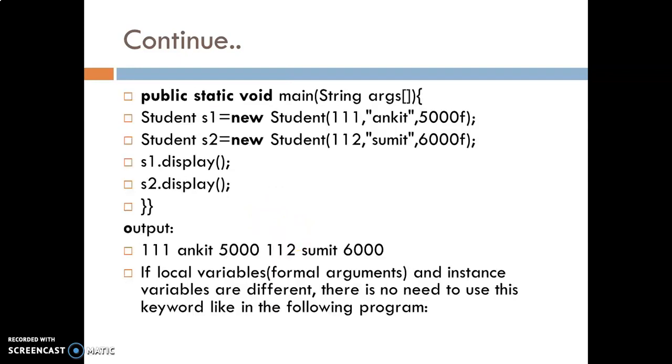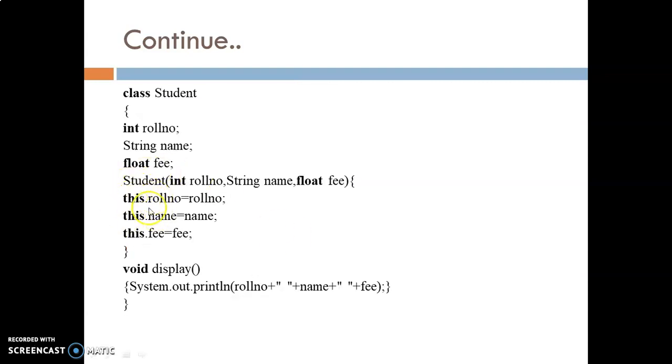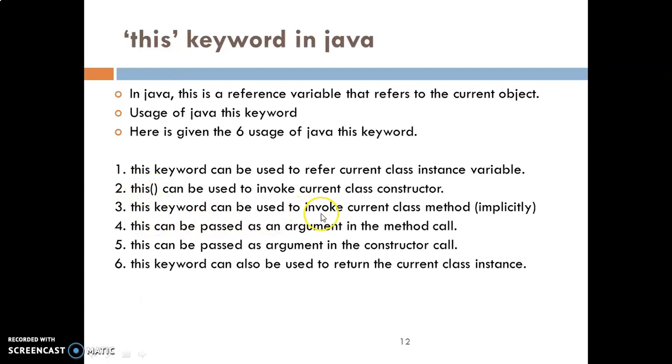And this is the same example that we are always going with. So you will have to remember one thing, by using this, the important thing is that the this keyword can be used to invoke the current class method. This can be passed as an argument in the method call. This can be passed as an argument in the constructor call. Okay, many more things are there.